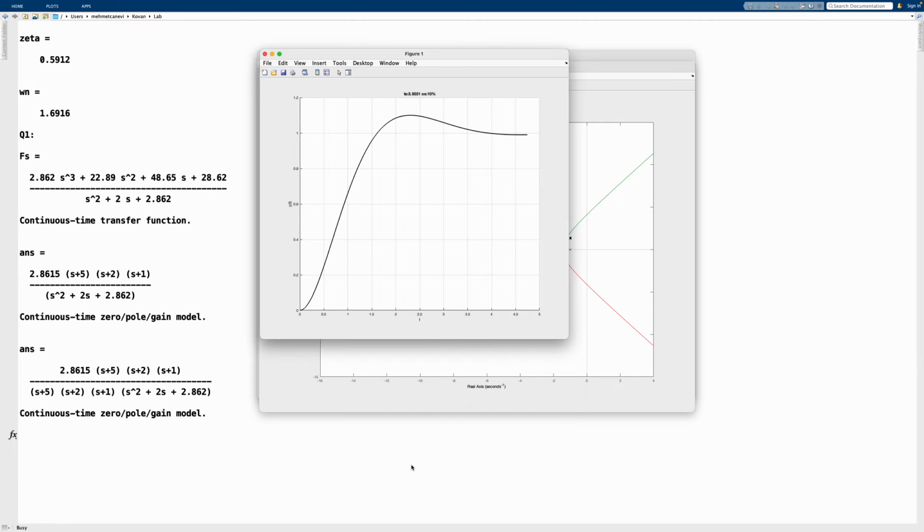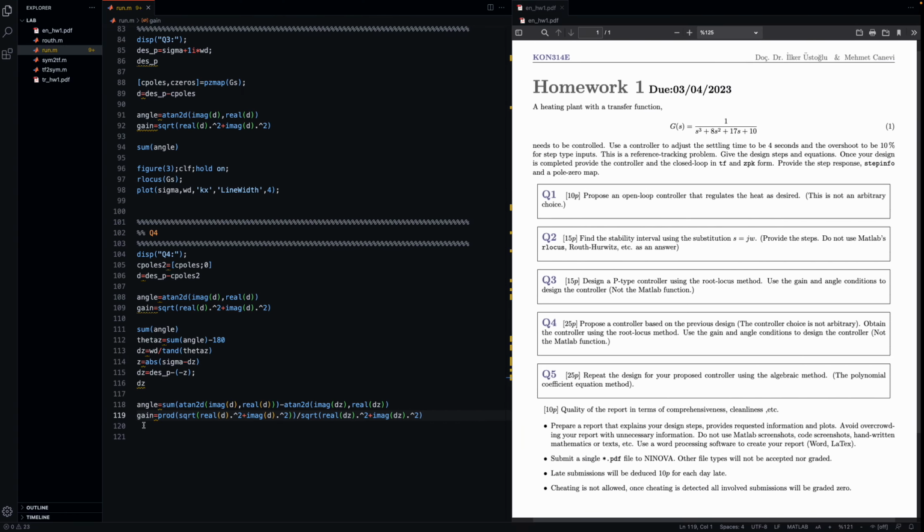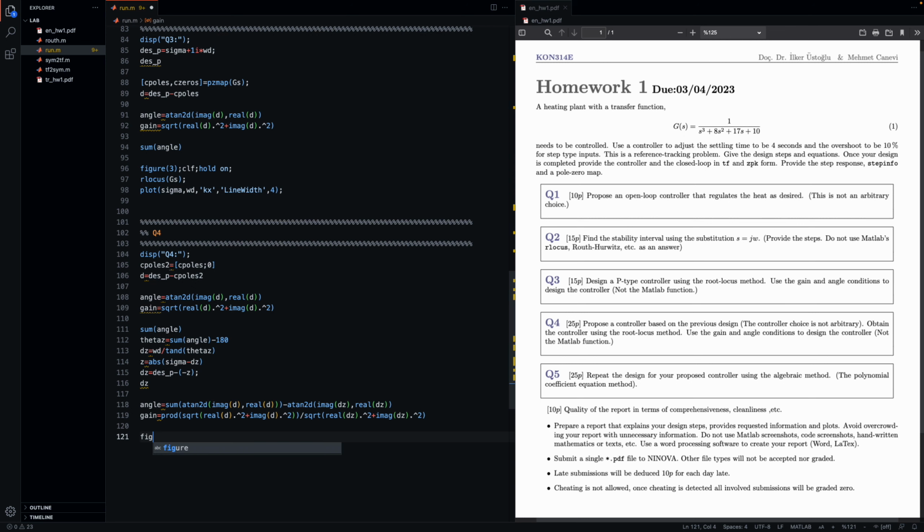So let's run it again. And we can see that this is going to be the gain value here. So I'm going to do the following. Let's open up a figure here, figure 4. Let's have subplot 2, 1, CLA. Don't even bother with that. So I'm going to plot the root locus here.